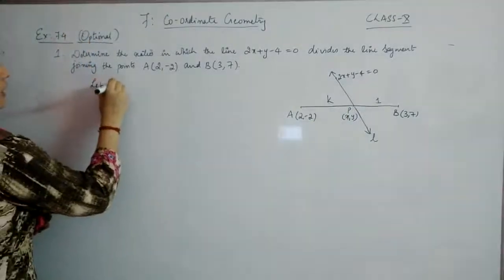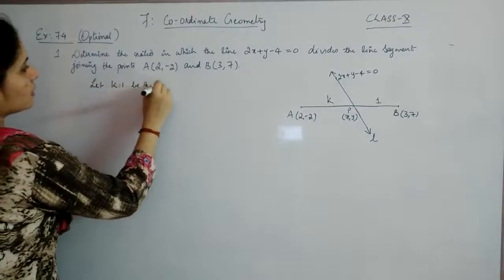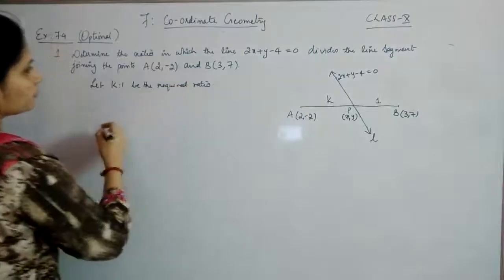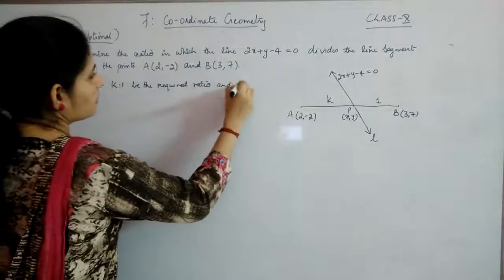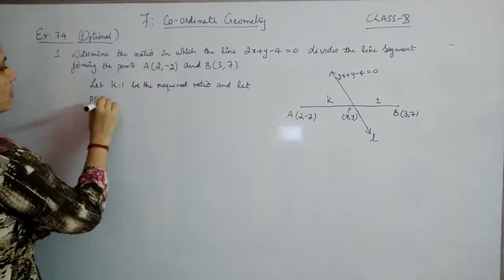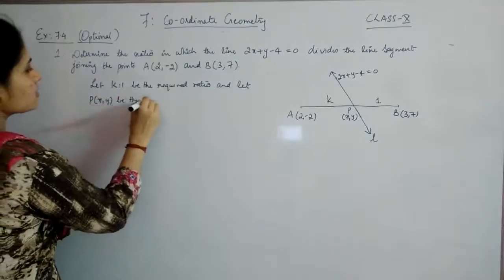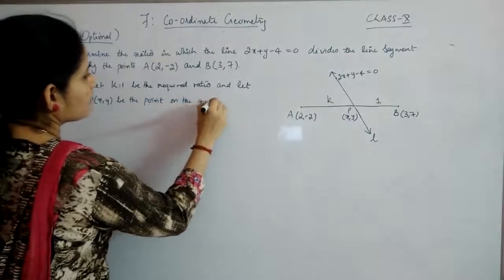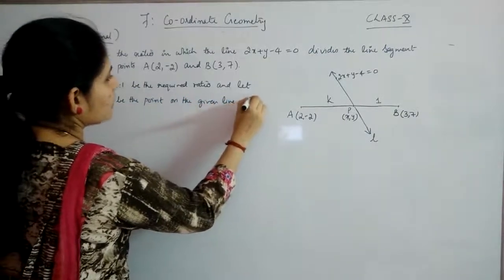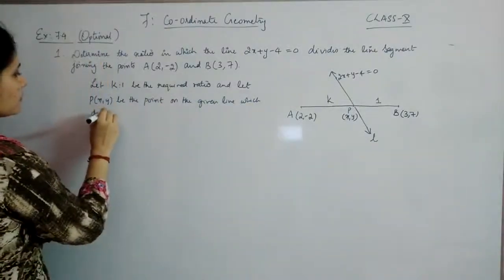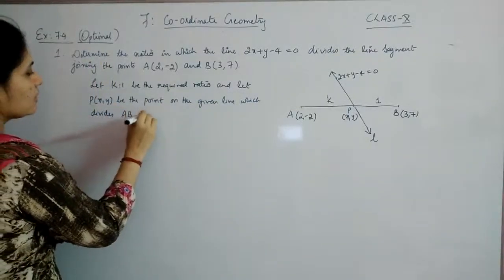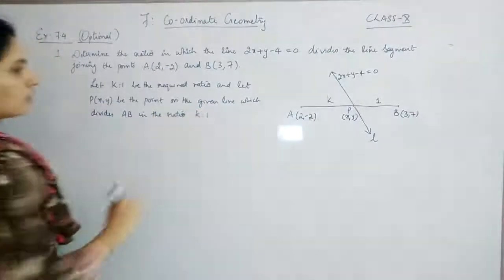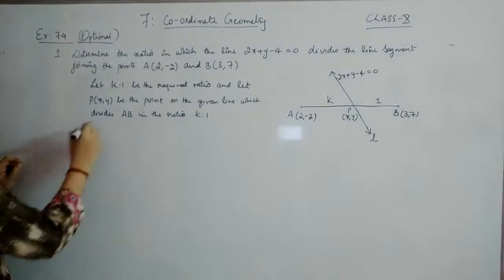Okay, let k is to 1 be the required ratio and let P(x, y) be the point on the given line which divides AB in the ratio k is to 1. Okay, now by section formula what we can say?